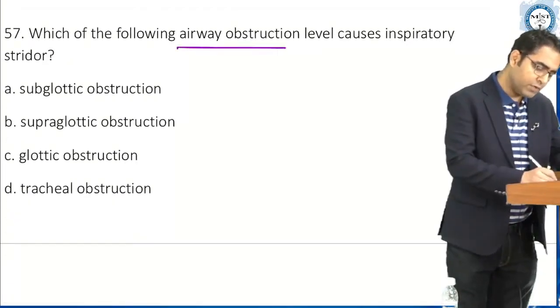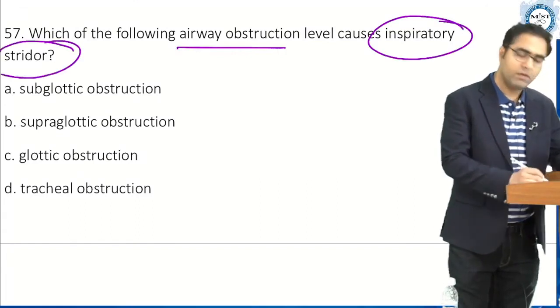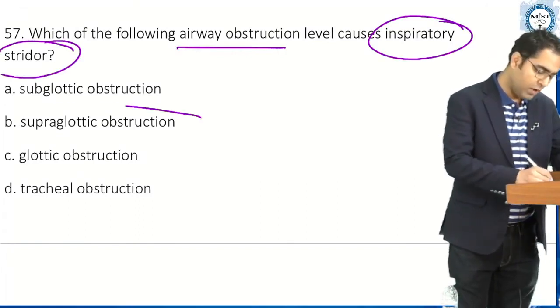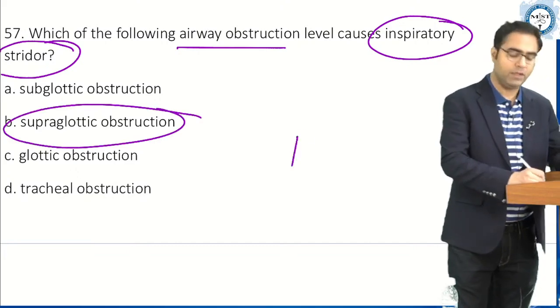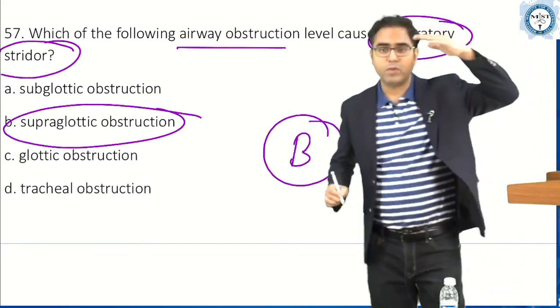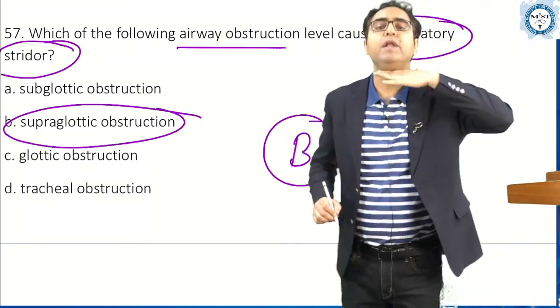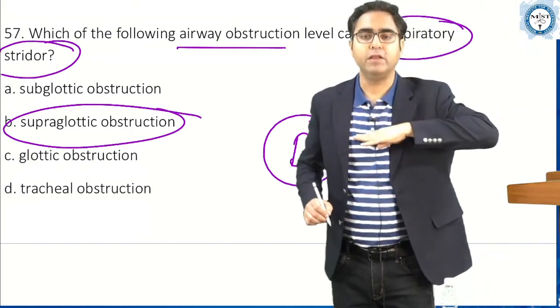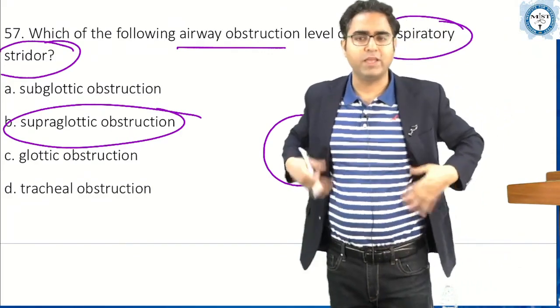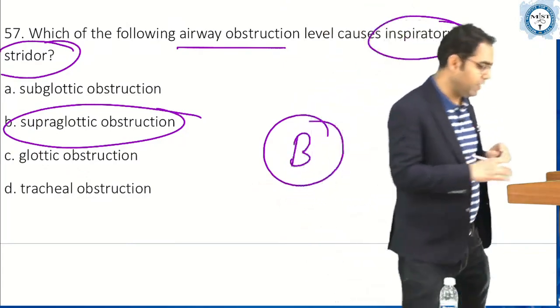Which of the following airway obstructions cause inspiratory stridor? You know inspiratory stridor? Supraglottic obstruction causes inspiratory stridor. B. I hope you remember, supraglottic problem causes inspiratory stridor. Inspiratory, biphasic, expiratory. And below that, rhonchi and wheezing is something else, beta. Okay, fine.